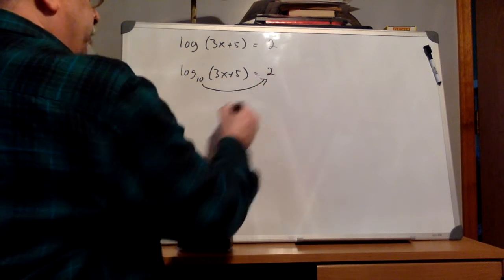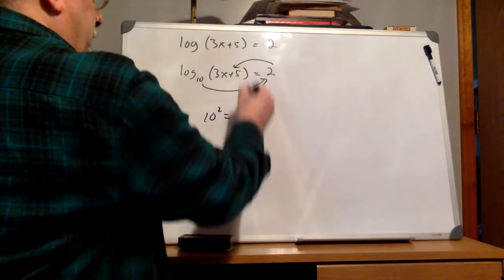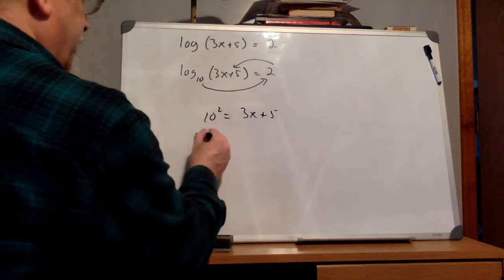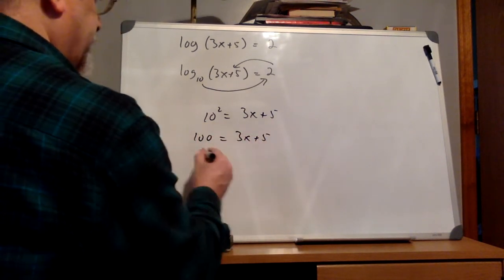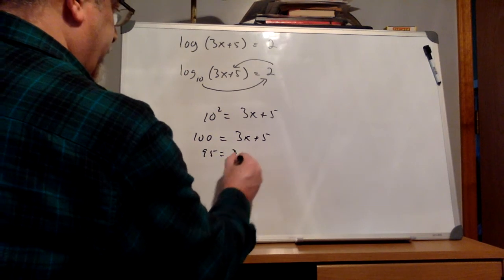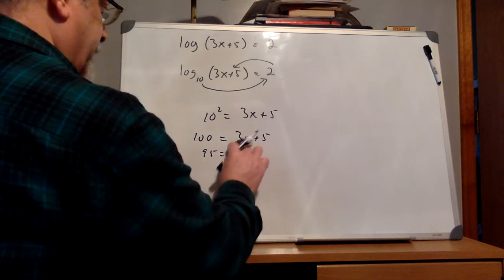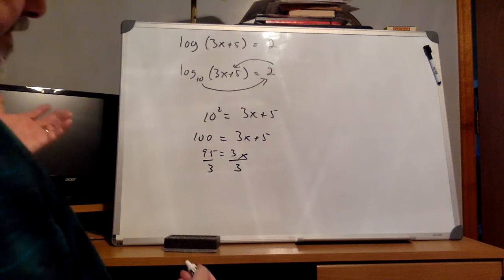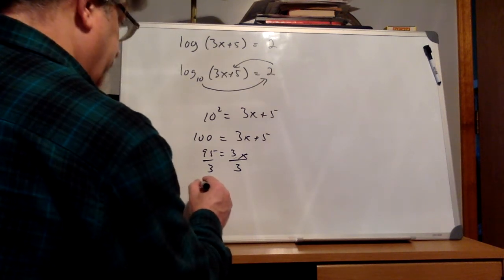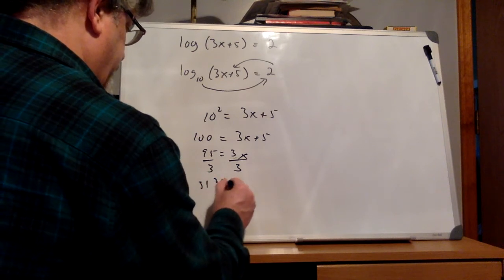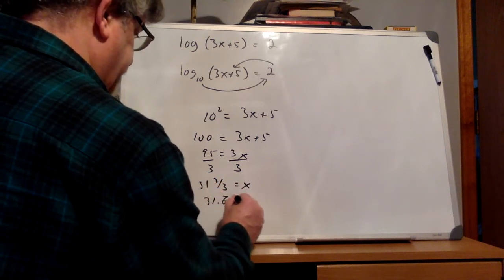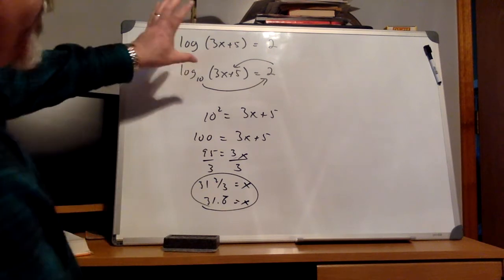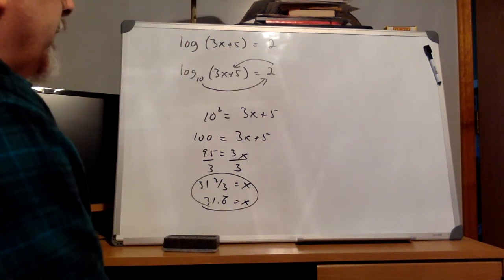So again, I do the loop. 10 to the second power equals 3x plus 5. And now I can solve this for x. So I get 100 equals 3x plus 5. Subtract 5, I get 95 equals 3x. I divide by 3. So 95 divided by 3 is 31 and 2/3, or 31.6 repeating. So if I can ever get a logarithm by itself on one side, I can then solve it by doing the loop.